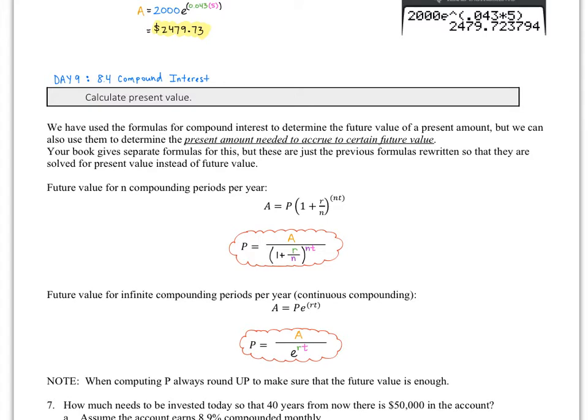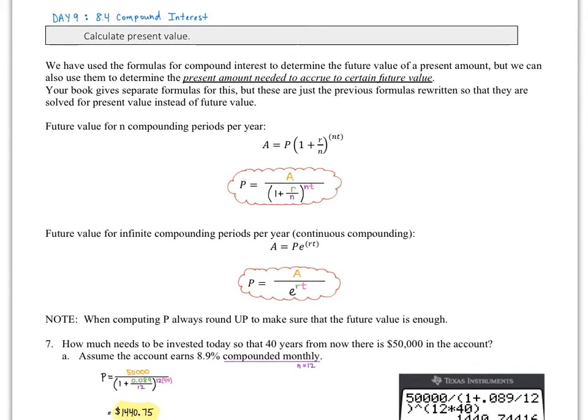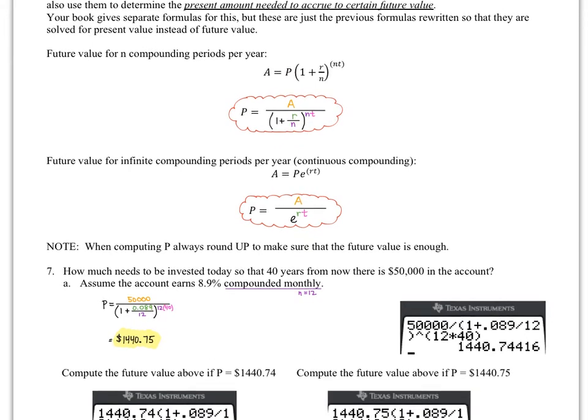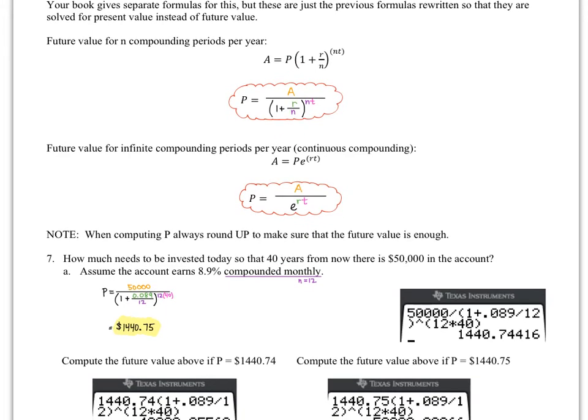If we're talking about continuous compounding, or infinite compounding periods, we simply divide both sides by E to the RT. So just make note of those two new formulas. Now we're going to talk about some examples, and one thing we need to note is that we are always going to round P up. We talked about that the other day as well.